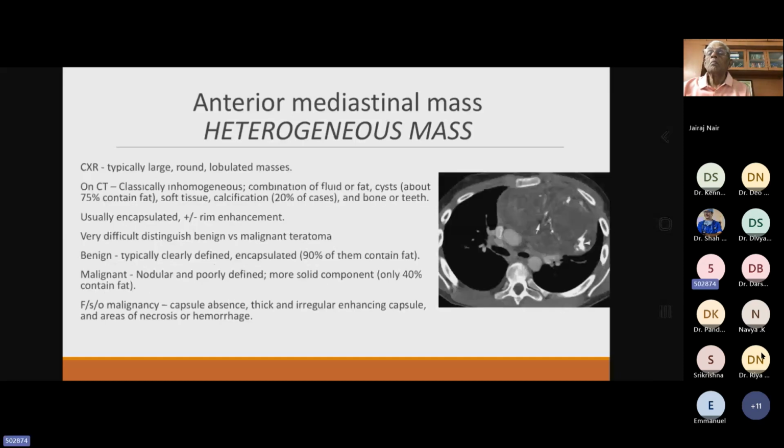On chest X-ray, it is typically seen as a large, round, or lobulated mass. On CT, it is classically inhomogeneous, formed by a combination of fat or fluid, soft tissue, calcification, bone, or teeth. It is usually encapsulated, with or without rim enhancement. It is very difficult to distinguish benign versus malignant. Benign is typically clearly defined and encapsulated, while malignant is nodular with poorly defined margins and a more solid component. Features suggestive of malignancy include capsule absence, thick and irregular enhancing capsule, and areas of necrosis or hemorrhage.